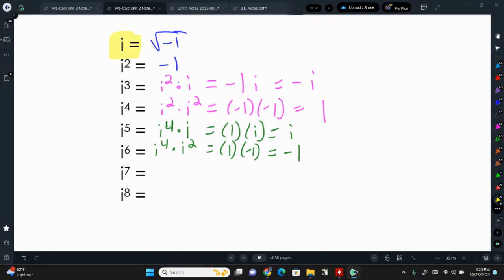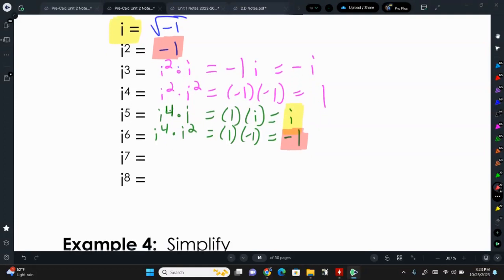We have i, which is the square root of negative 1. i to the fifth was also i. i squared was negative 1. i to the sixth is negative 1. Okay, well, if you don't see it, we'll go one further.